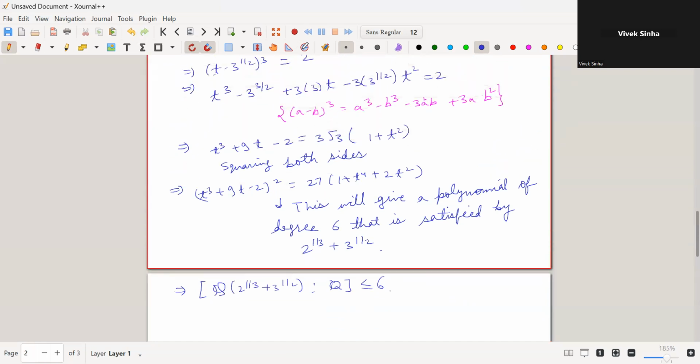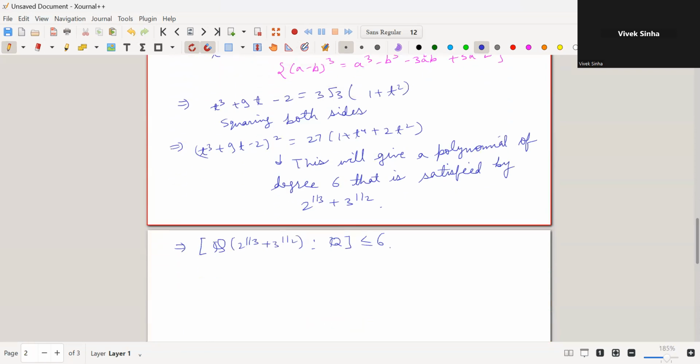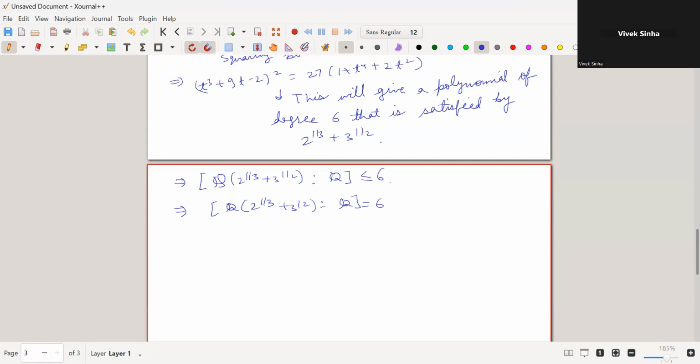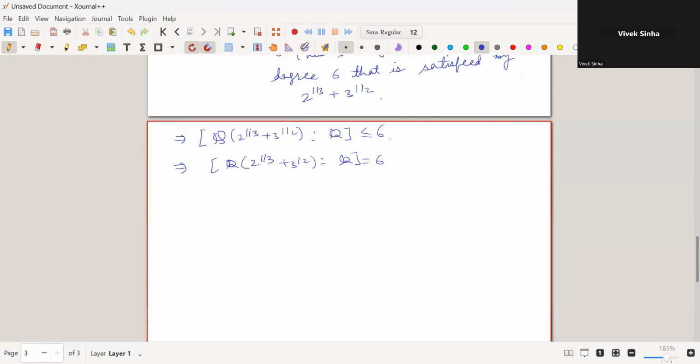Okay. So thus by the earlier part we get that degree of 2^(1/3) + 3^(1/2) over Q is equal to 6. So that completes the argument.